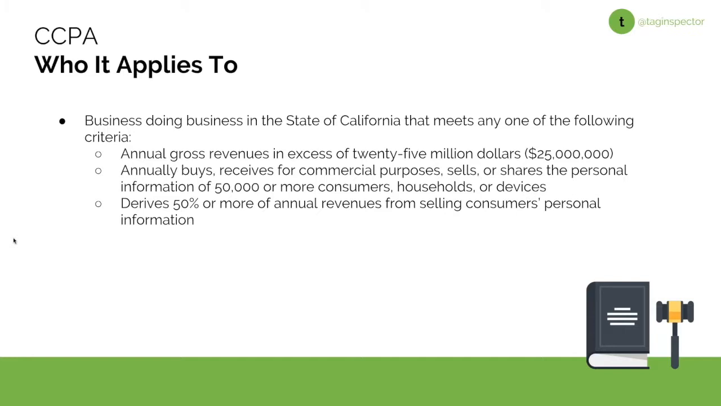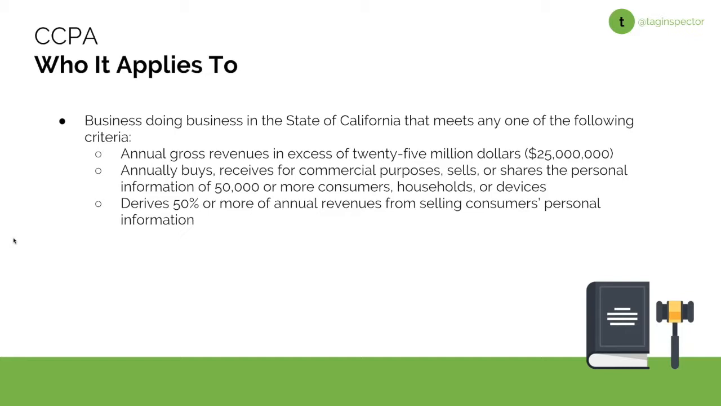So with the CCPA, who does it apply to? Any business doing business in the state of California that meets any of the following criteria. One quick call out, business doing business in the state of California. Basically, if you have any consumers that are California residents, that would constitute doing business in the state of California. It does not mean that you have to have a physical location there or any infrastructure there.